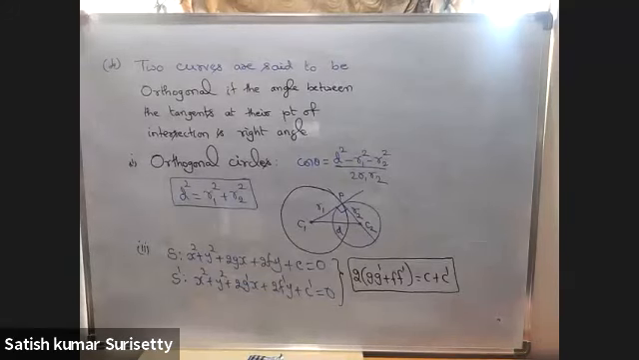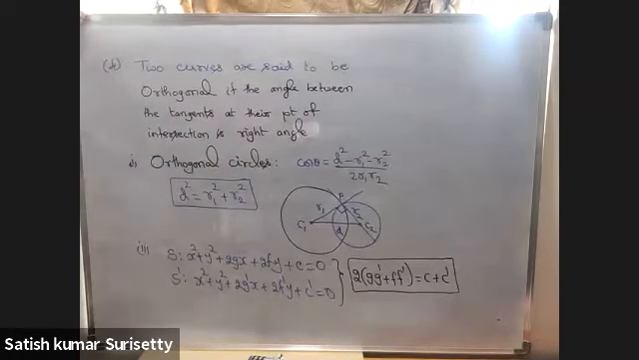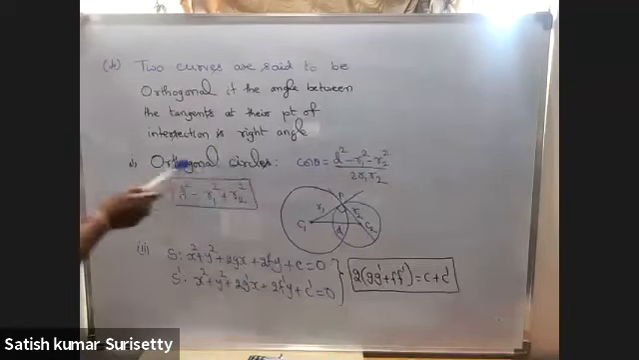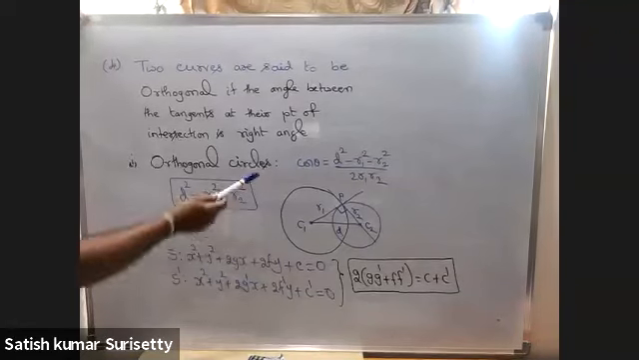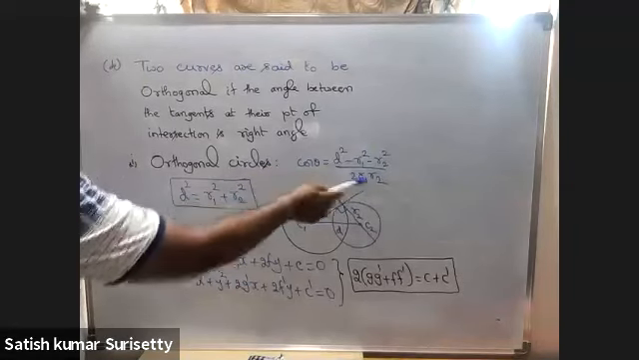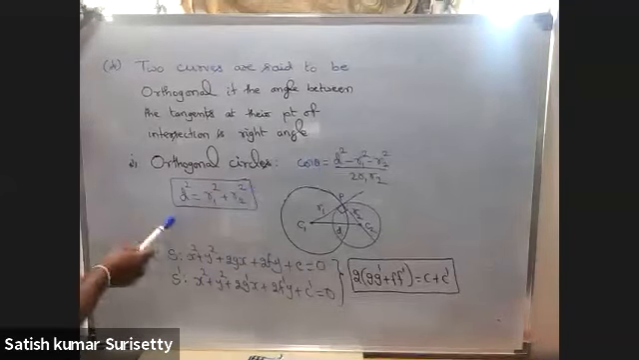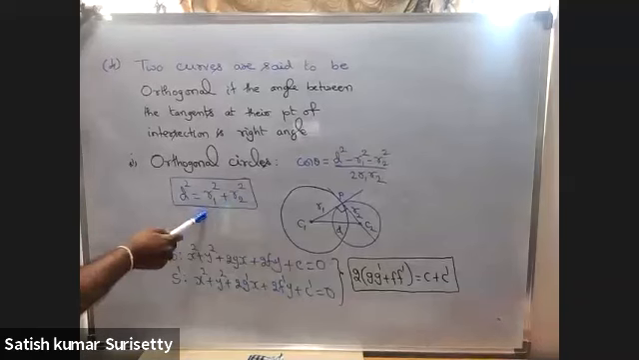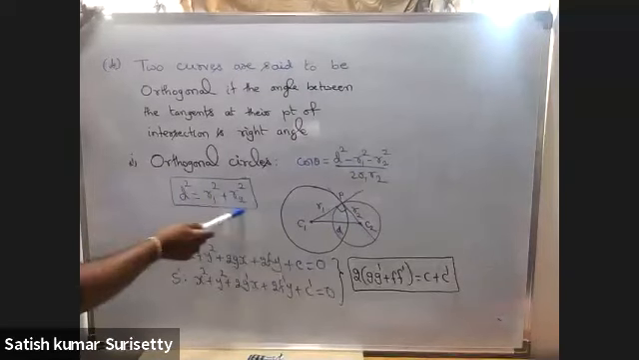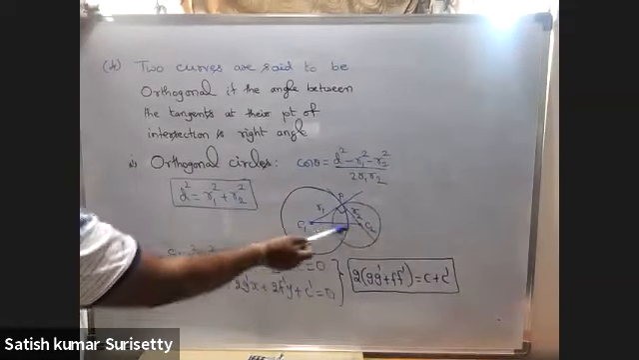So this is what is meant by orthogonal curves. Two curves are said to be orthogonal if the angle between the tangents at their point of intersection is a right angle. Now, when do we say two circles are orthogonal circles? We have already derived the formula for the angle between two circles: cos theta equal to d square minus r1 square minus r2 square upon 2 r1 r2. When theta is 90, cos 90 is 0, so we get d square equal to r1 square plus r2 square. That means the condition for orthogonal circles is that the square of the distance between the centers equals the sum of the squares of the radii. Under this condition, the tangents at their point of intersection pass through the centers of the circles.